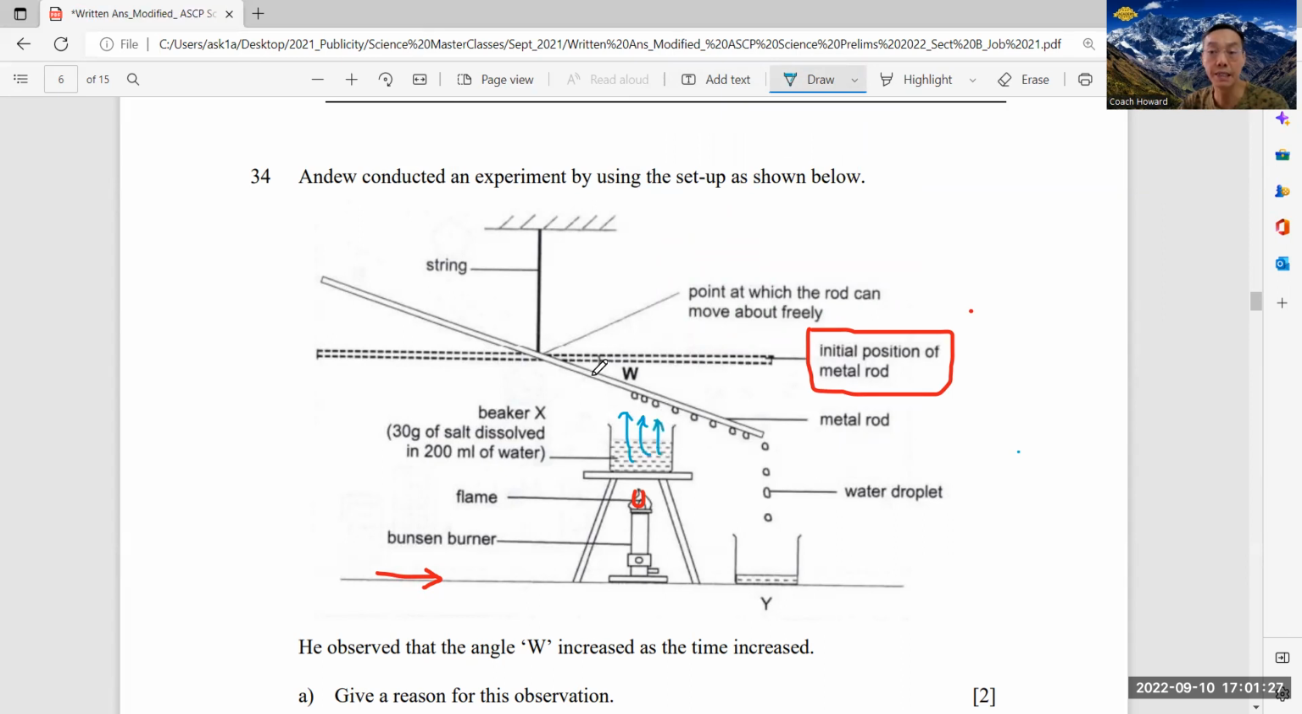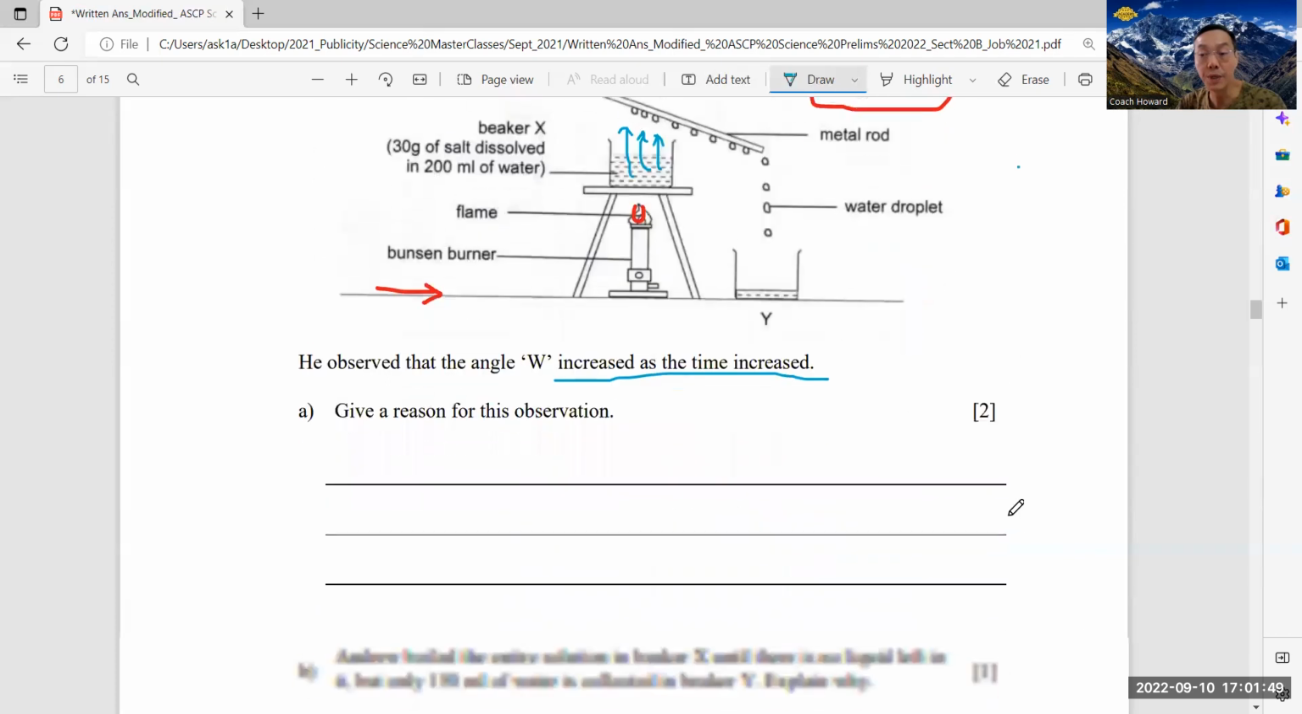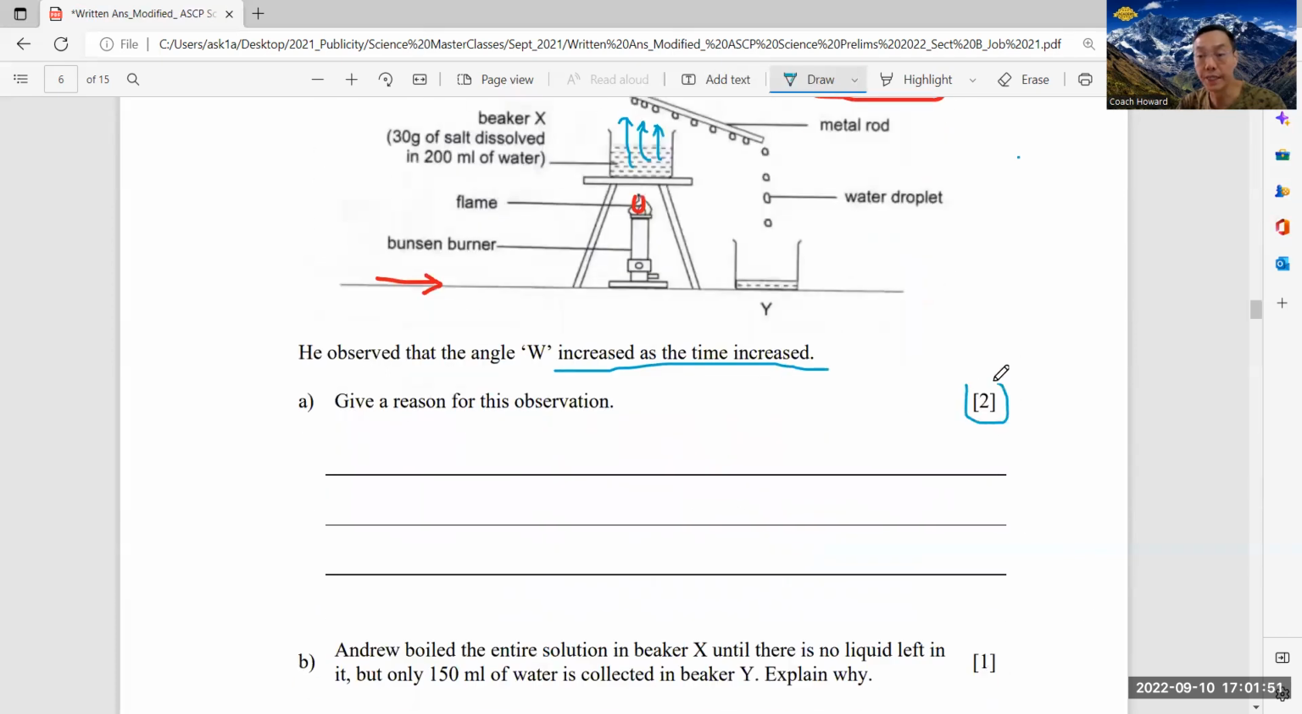And there's this angle W here. He said he observed that the angle W increased as time increases. So that means, for example, after the first minute is 1 degree, second minute 2 degrees, fifth minute 7 degrees, something like that. So this angle increases. They say give a reason for this observation. Okay, because you notice this is a 2-mark question, right?